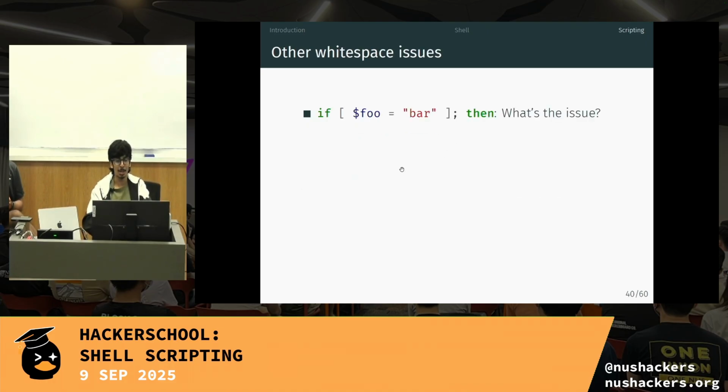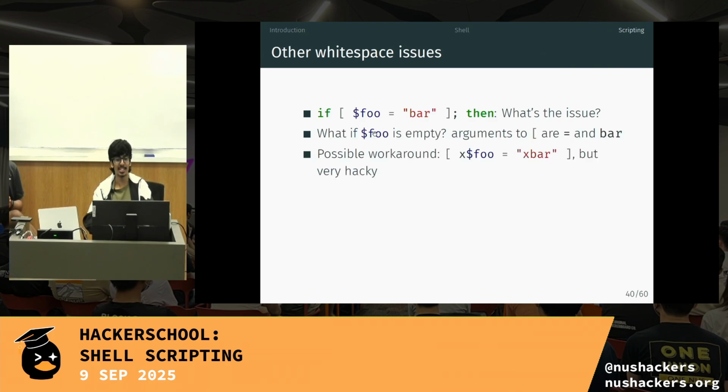So there are other white spacing issues as well, and clearly this is quite a big problem. So if you do something like if $foo equals bar, which is a simple equality check lah, checking whether this variable holds the value bar. The issue is that if foo is empty, then the arguments to the square brackets, which is equivalent to test, becomes equal bar, which will create an error because the first parameter to the square brackets cannot be an equal sign.